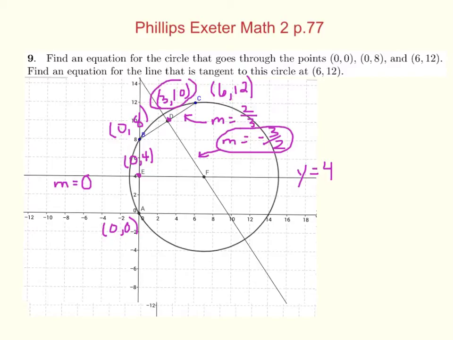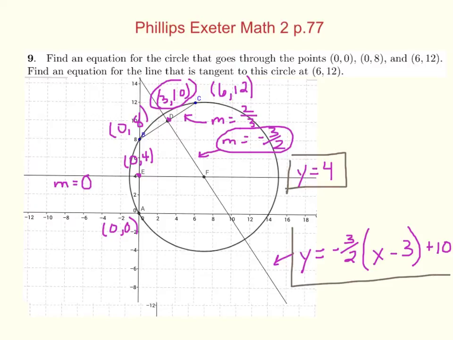So what would my equation of this line be then? Y equals -3/2, in point-slope form, (x minus what? x minus 3), and what goes at the end? Plus 10. So there's my equations for my two lines. Those are my two perpendicular bisectors.